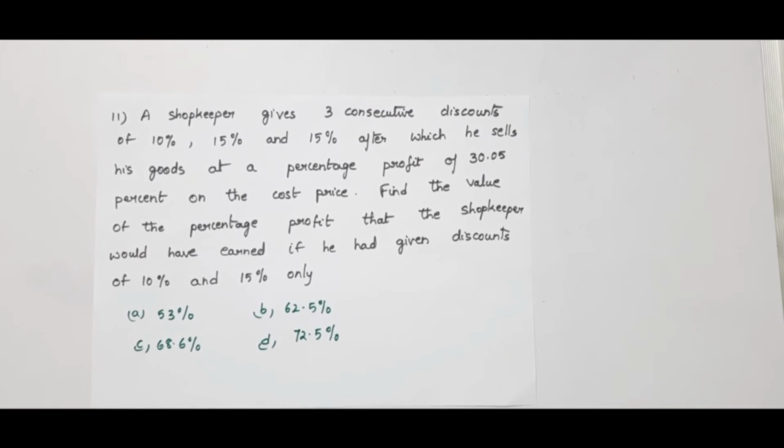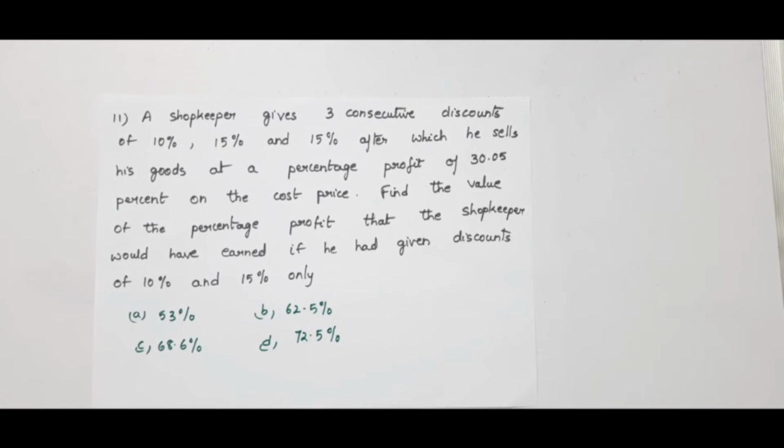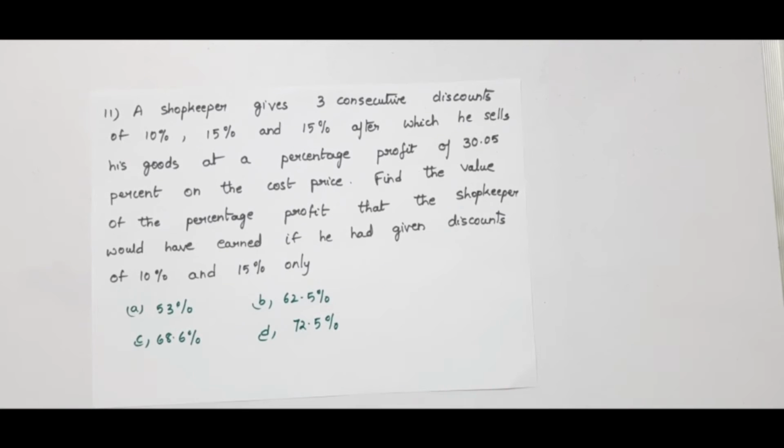Next problem. A shopkeeper gives 3 consecutive discounts of 10%, 15% and 15%, after which he sells his goods at a percentage profit of 30.05% on the cost price. Find the value of the percentage profit that the shopkeeper would have earned if he had given discounts of 10% and 15% only. Options given as A 53%, option B as 62.5%, option C as 68.6% and option D as 72.5%.